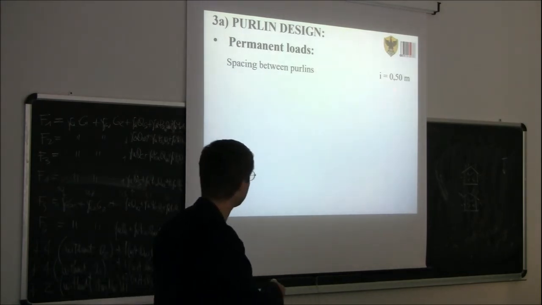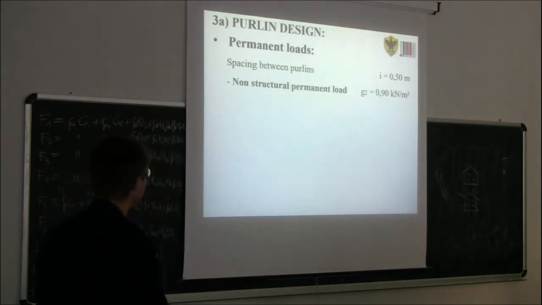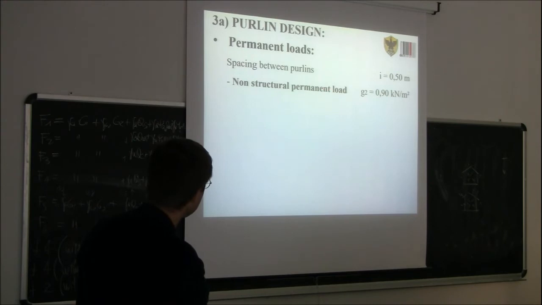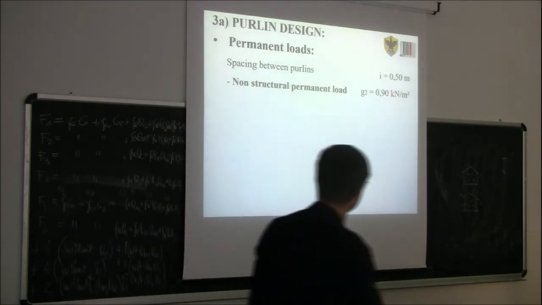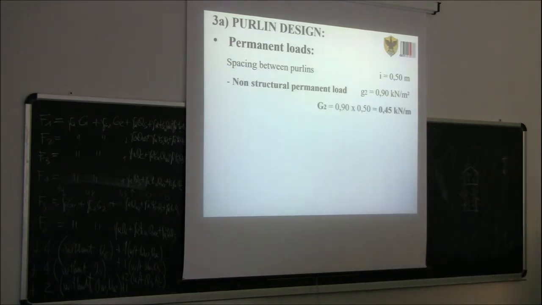So you see here the spacing of the purlin is 0.5 meters, so 50 centimeters. The non-structural permanent load was assessed the day before yesterday, was 0.9 kN per square meter. And so we can calculate the uniformly distributed load of the purlin, which would be the pressure 0.9 times 0.5, so 0.45. So this is the non-structural permanent load.